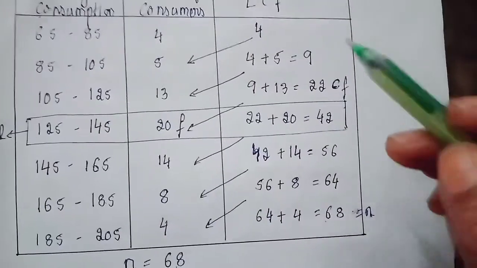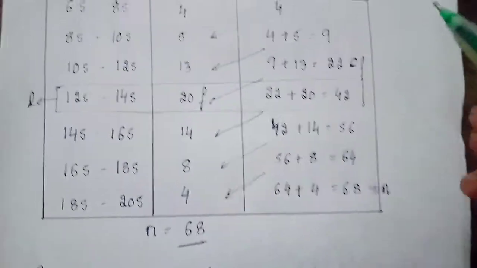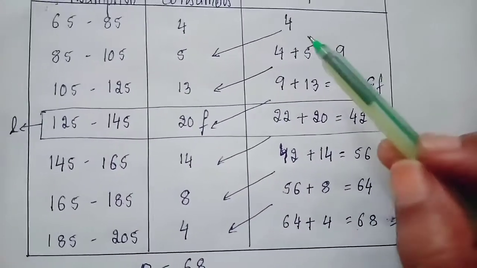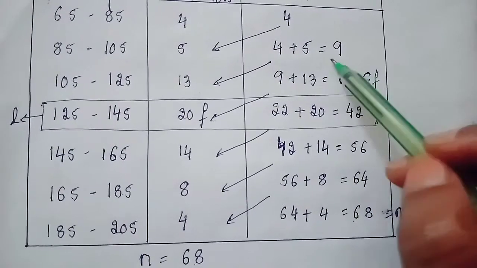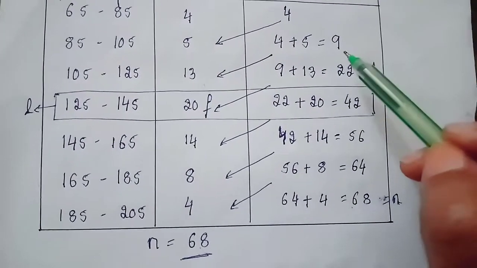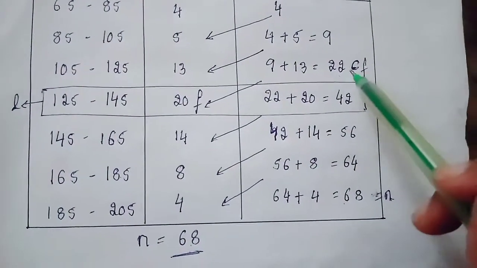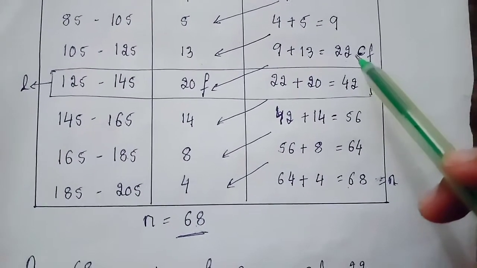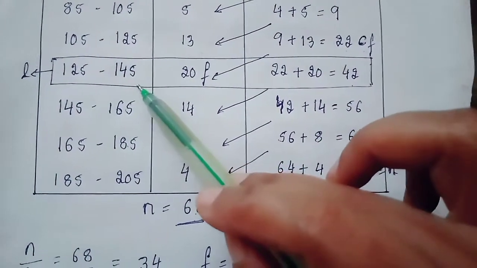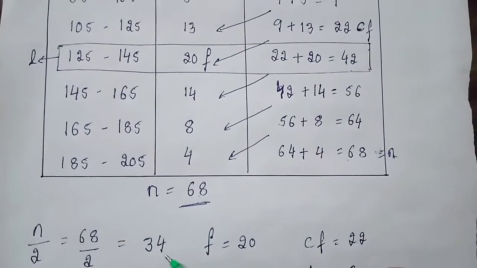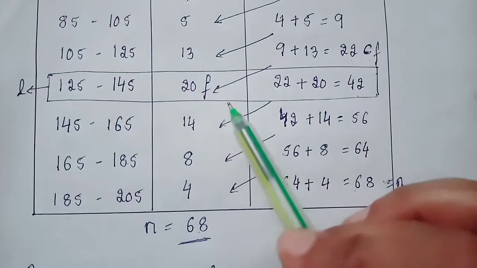Now let us see the cumulative frequency where it is nearest to 34 or greater than 34. Just try to understand. Up to 4 it will fall here. 5, 6, 7, 8, 9 will fall in the second class interval. And from 10 to 22 will fall in the third class interval. And from 23 to 42 will fall in 125 to 145. Means 34 will fall in the third class interval.